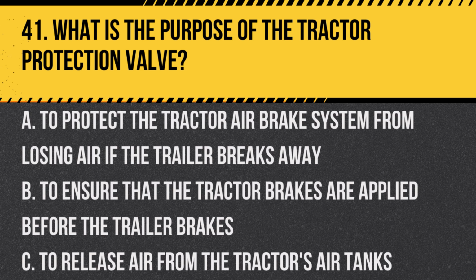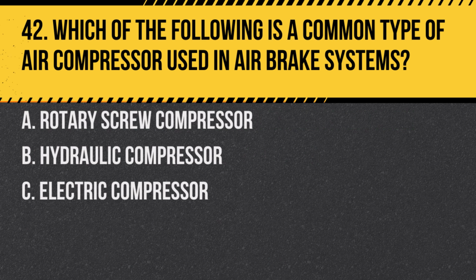Question 41. What is the purpose of the tractor protection valve? A. To protect the tractor air brake system from losing air if the trailer breaks away. B. To ensure that the tractor brakes are applied before the trailer brakes. C. To release air from the tractor's air tanks. Answer: A. To protect the tractor air brake system from losing air if the trailer breaks away. The tractor protection valve keeps air in the tractor or truck brake system, even if the trailer breaks away or develops a major leak.